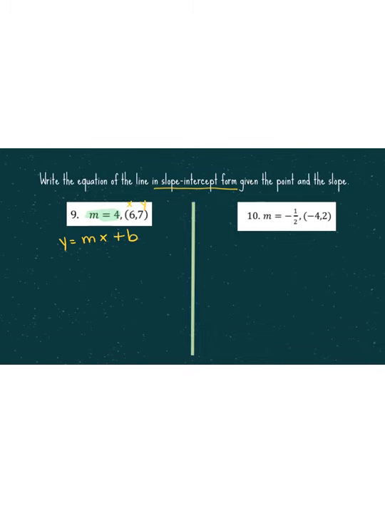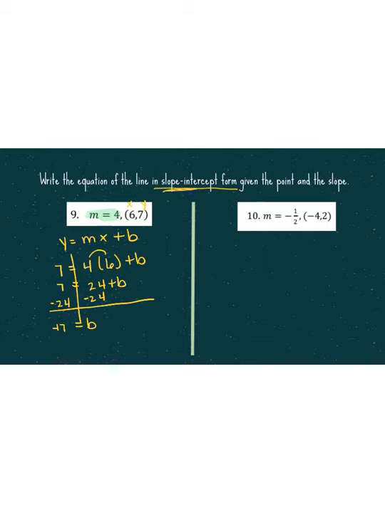So we're going to fill in what we know. We know our y is 7 equals, my m is 4, my x is 6 plus b. Okay, so 4 times 6 is 24 plus b equals 7. That's a positive 24. To get rid of a positive 24, we're going to subtract 24. So minus 24 here. If I subtract 24 there, I also have to subtract 24 on the left side. So 7 minus 24 is going to give me a negative 17. And that's going to equal my b.